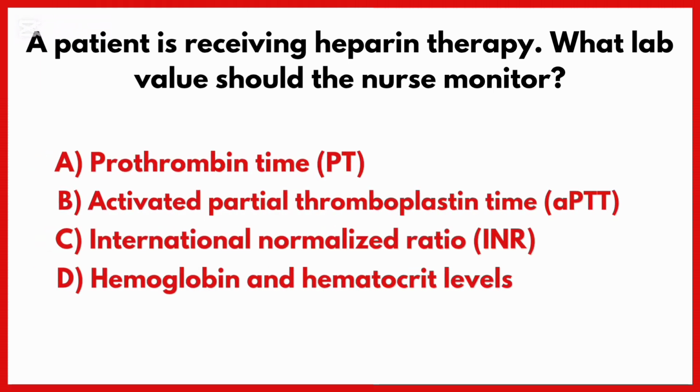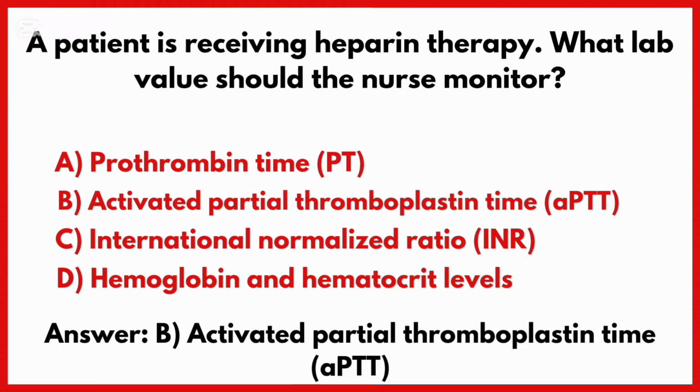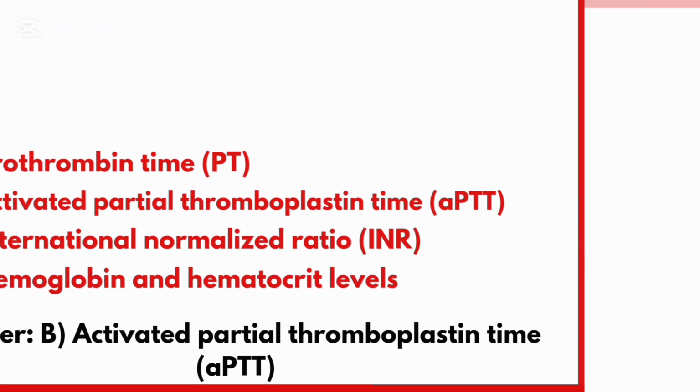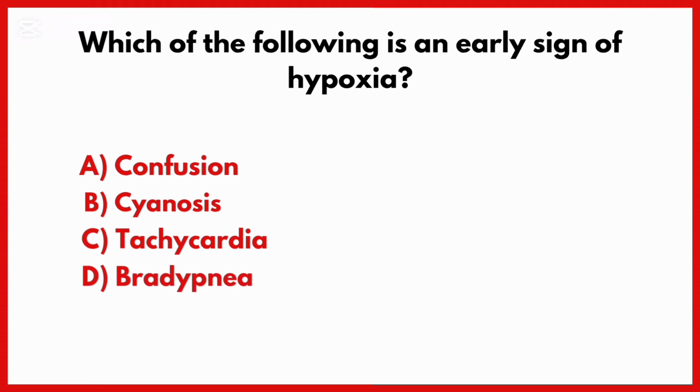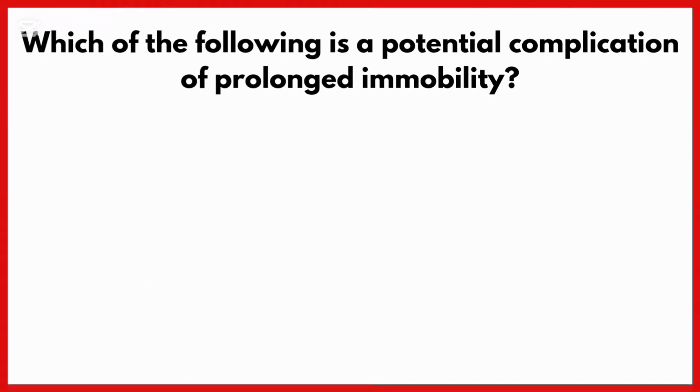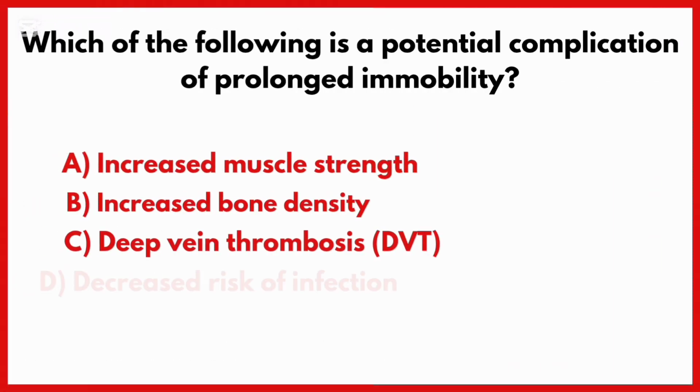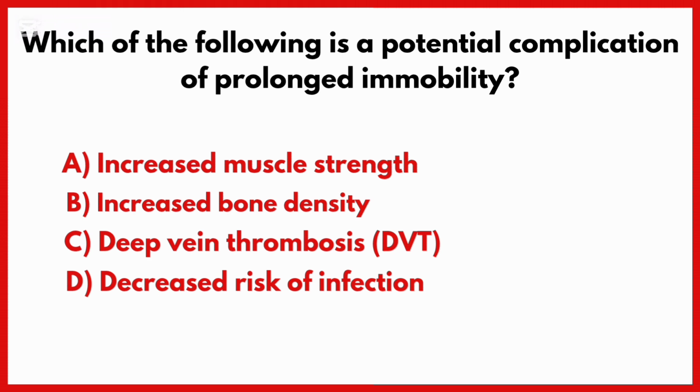A patient is receiving heparin therapy. Which lab value should the nurse monitor? Correct answer is option B. Activated partial thromboplastin time. Which of the following is an early sign of hypoxia? Correct answer is option C. Tachycardia.